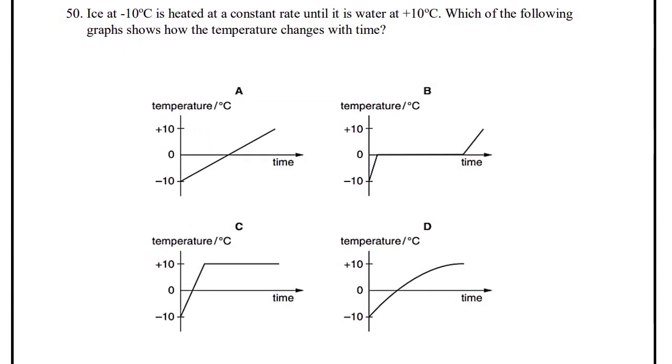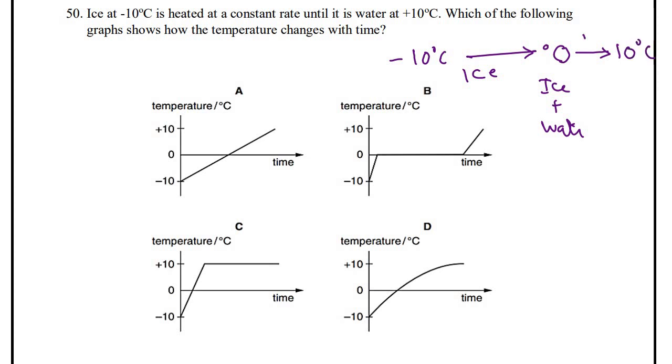Now let's see question number 50. Ice at -10 is heated at a constant rate until it becomes water at +10. Which of the following graphs shows how the temperature changes with time? So when there is a piece of ice at -10 degree, it will increase its temperature till it becomes 0 degree centigrade. And after it becomes 0, the temperature will remain constant, and at this point it will be ice, and at 0 degree it will be ice plus water. And after 0 to 10 degrees centigrade, the substance will only be water.